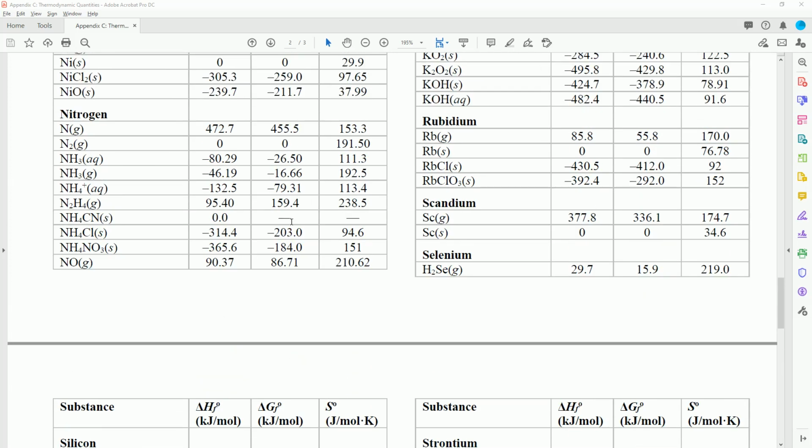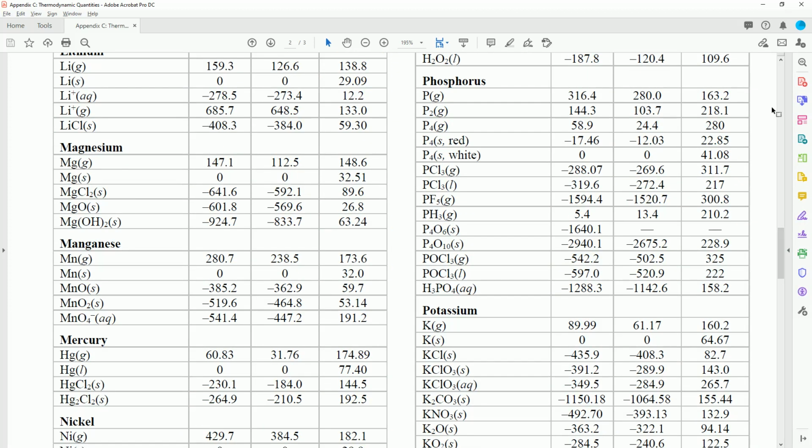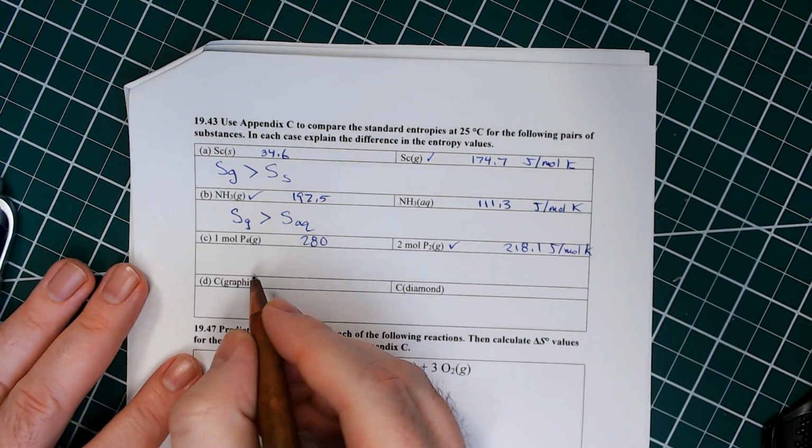So I'm going to go up here. So there is phosphorus. Let me write down for P4, it is 280. And for P2, it is 218.1. And that is in joules per mole Kelvin. And we're now going to go back to the in-class assignment.